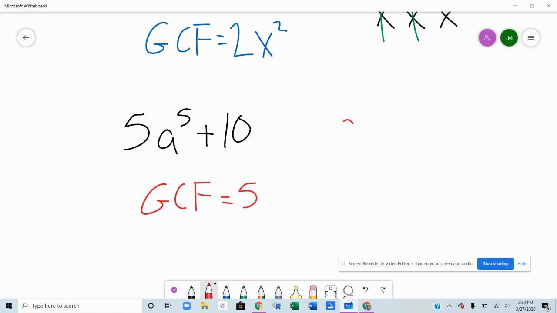Also, if you were to write them out, the first term has a to the 5th. The second term doesn't have any, so you need to put a 0 here, which means, can you cross any out? No, because they don't have any in common. So you don't have any a's. Your GCF is just 5.